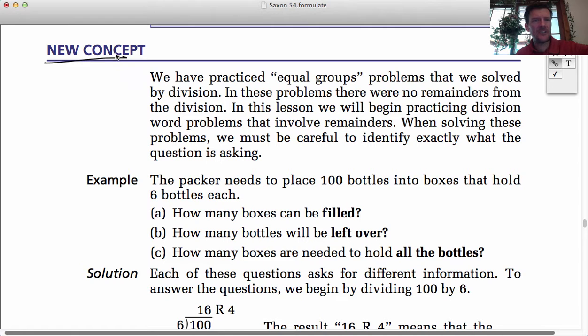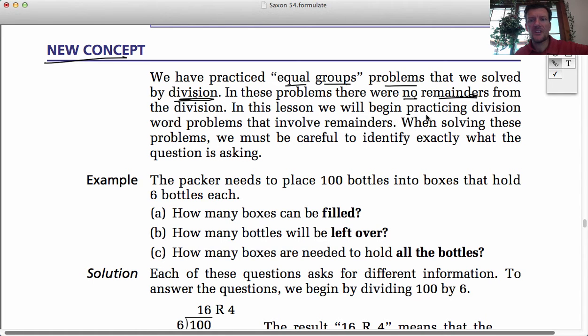Okay, today's new concept, it says here we have practiced equal groups problems that we solved by division. So basically that's the idea of taking something and dividing it into equal groups. In these problems there were no remainders. In other words, you didn't have anything left over. It divided out perfectly into a certain number of equal groups.